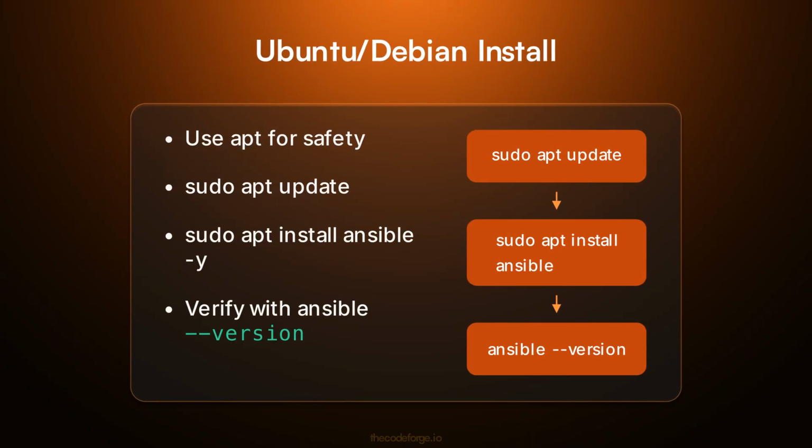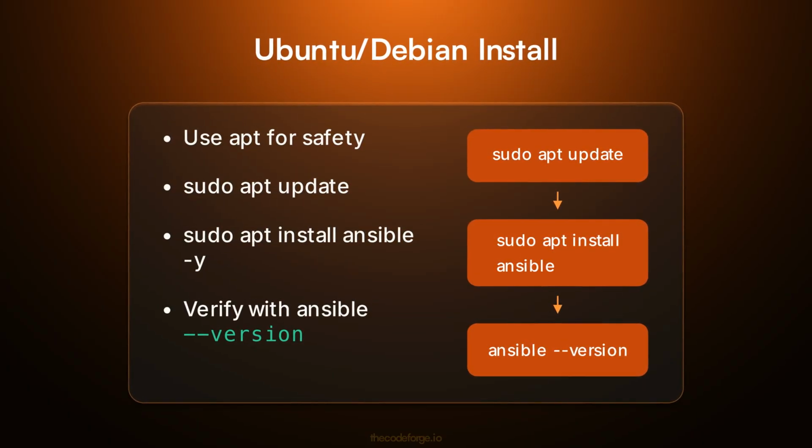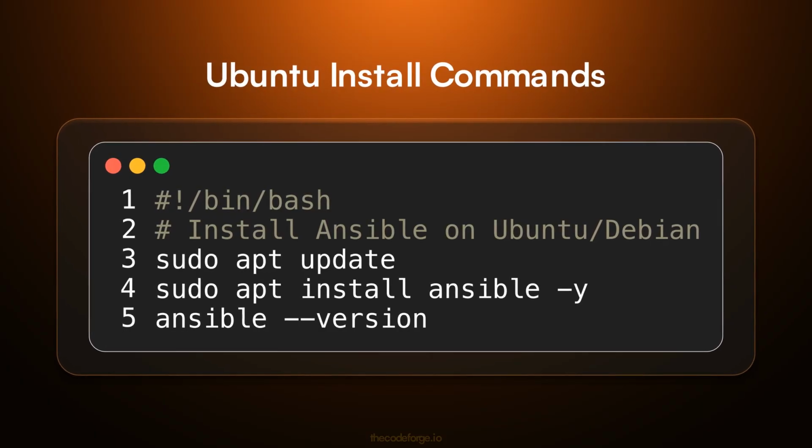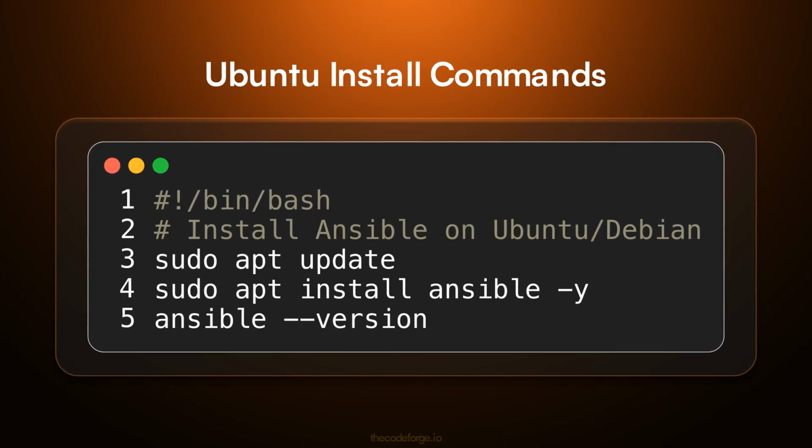On Ubuntu/Debian, the safest method is using the distro's package manager. It handles dependencies and won't break your system Python. Run these commands to install Ansible via apt. The output shows the version and Python location.